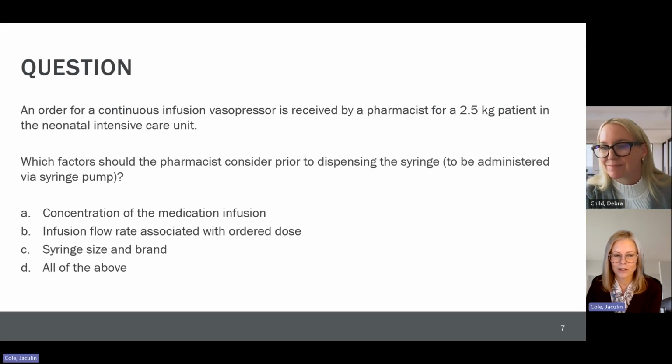Great, we see the theme here that all of you are getting the answer correct. It is D, all of the above, and these are some of the concepts that we'll be discussing today.